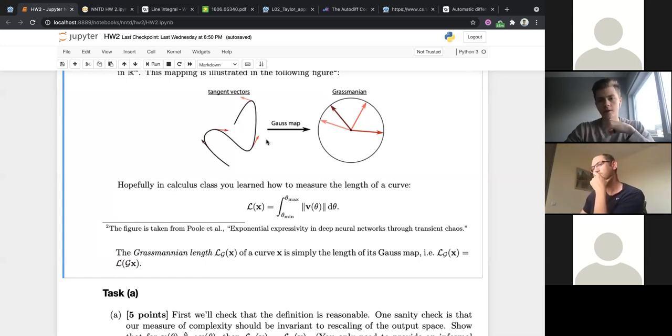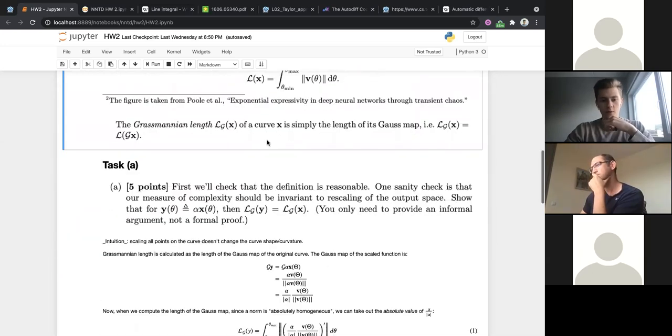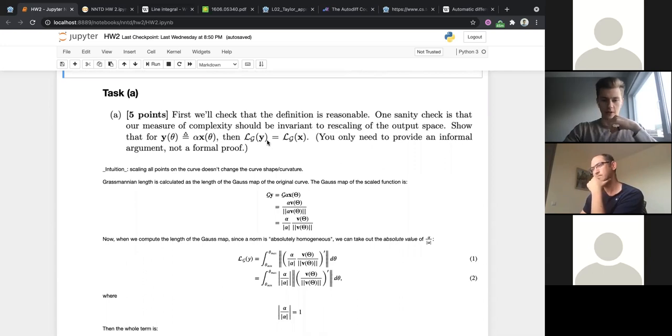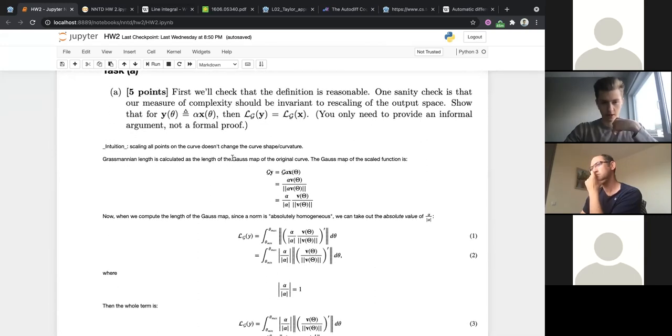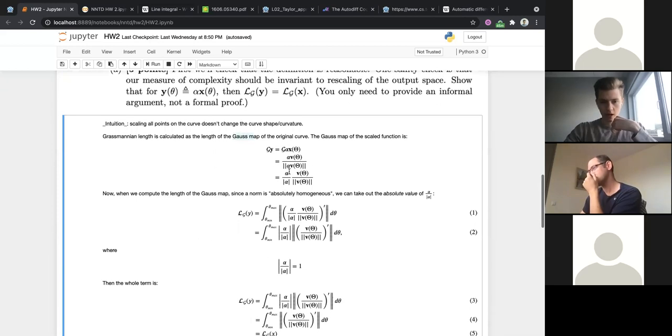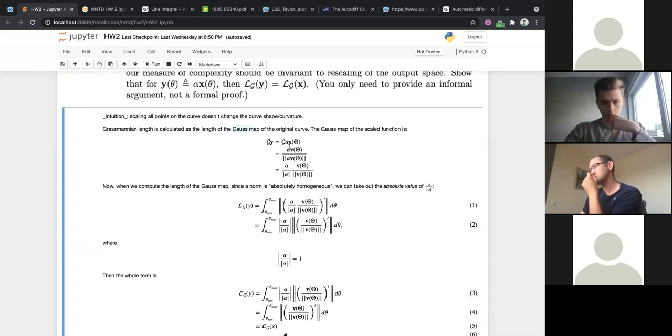I think that's a better way to show it, Raul. Thank you. The way I showed it is not by taking the second derivative, but by looking at what Grassmannian length is made of. It's again the Gauss map, and we take the length of that Gauss map. If we plug in alpha there, when we calculate the velocities, which are derivatives of x, we can take out the alpha from there, and then from here as well.